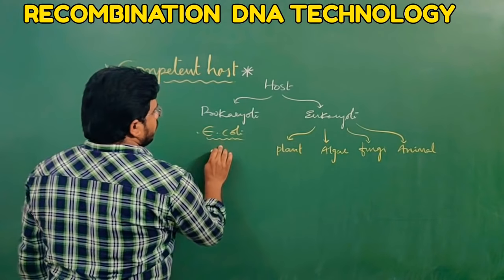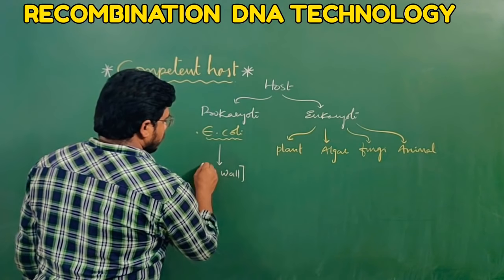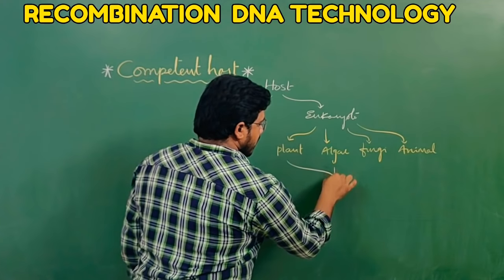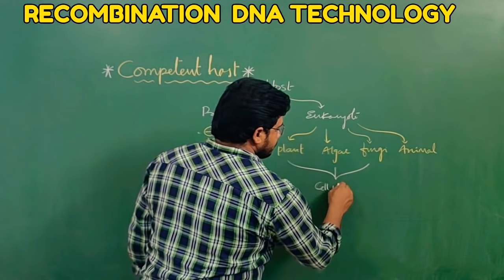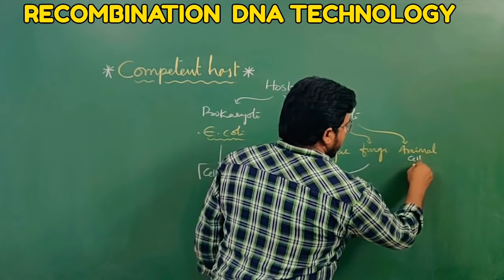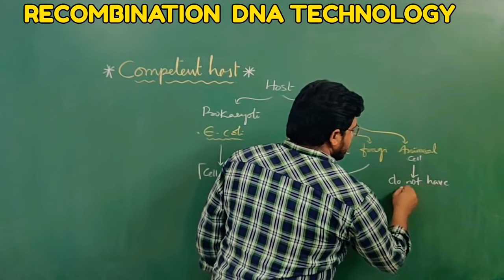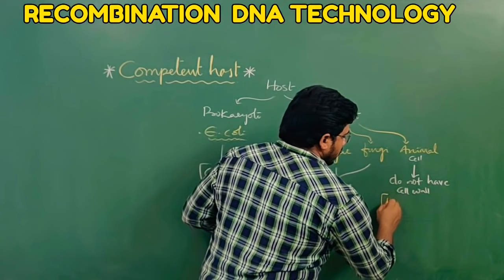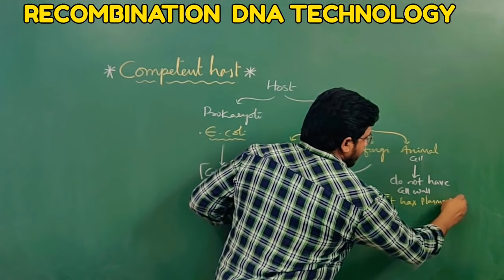In case of a prokaryotic host, they have a cell wall. There is no doubt. In case of eukaryotic hosts, plant, algae and fungi, these three are having a cell wall. The cell wall-less host is the animal cell. Animal cells do not have a cell wall. Then what does it have? Plasma membrane. It has plasma membrane.